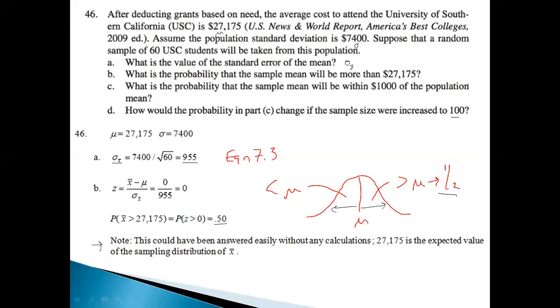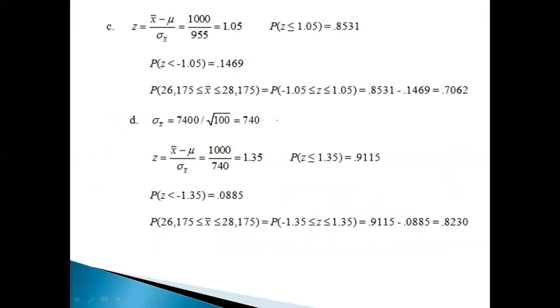Now C, they ask for within 1,000. So we can do as we've been doing, we can do the plus or minus 1,000 by taking the 1,000, which is our difference here, divided by our sigma x bar. That's going to be the value, and we look at the plus and the minus in our table. So 0.8531 is the plus, 0.1469 is the minus. We subtract those, and we get 0.7062. And so within 1,000 of it, we go minus 1,000, so that'll be 26,175, and we'll also go greater than, so it'll be 28,175.